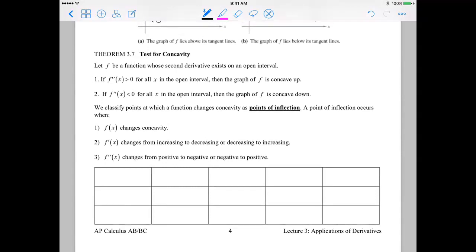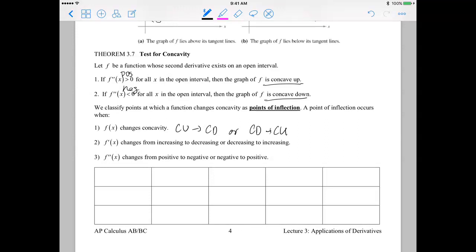So for the test for concavity, we're going to use the second derivative, and we're going to determine where it's positive or negative. If f double prime is greater than 0, which also means positive, that means the graph of f is concave up. If f double prime is less than 0, which also means negative, then the graph of f is concave down. And a point of inflection is whenever a graph changes concavity, either from concave up to concave down, or concave down to concave up.